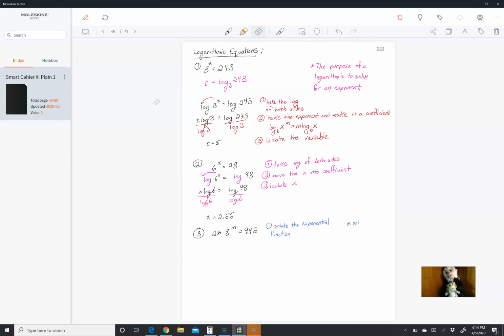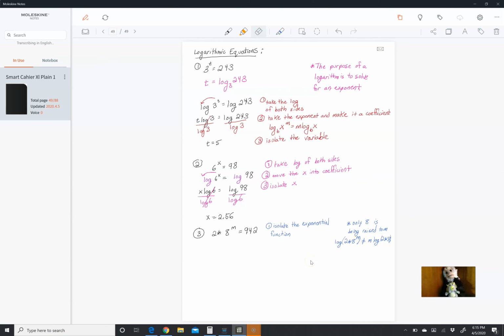Because only 8 is being raised to m. So the log of 2 times 8 to the m is not equal to m times the log of 2 times 8. Okay, and I'm going to put this in parentheses. This is not equal. You can't move the m out to the front if it only applies to the 8.